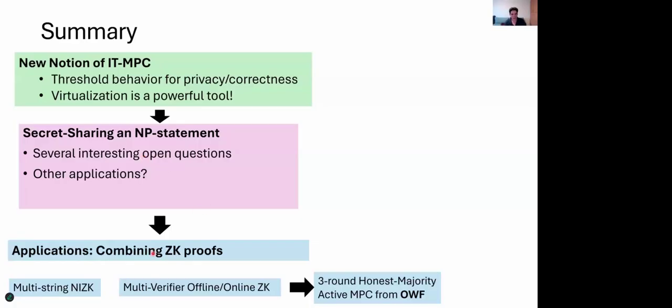We use this notion to get all these results, including this nice 3-round honest majority actively secure MPC from a one-way function. And I have to say that we thought a lot about this problem before, also together with Arpita Patra, and we couldn't solve it. And eventually we had this crazy route that kind of starts from information theoretic MPC and eventually leads to this thing. And I think that we couldn't do it without having here the right abstraction.